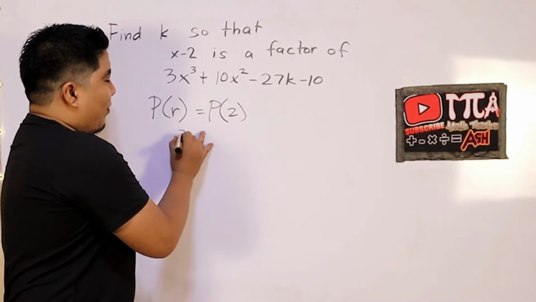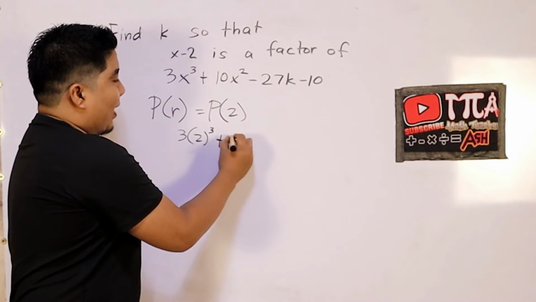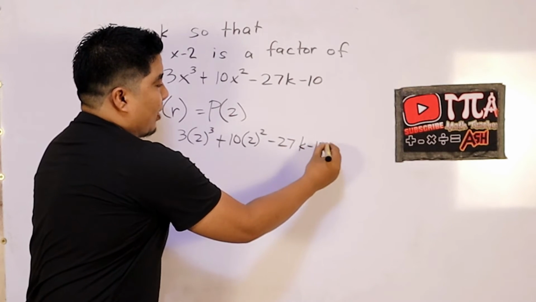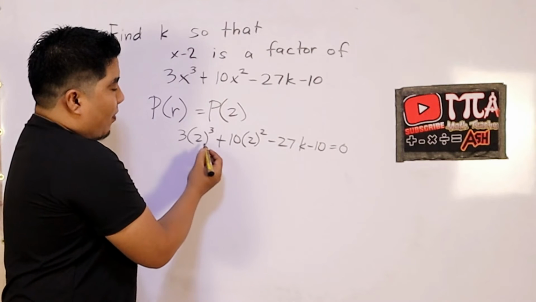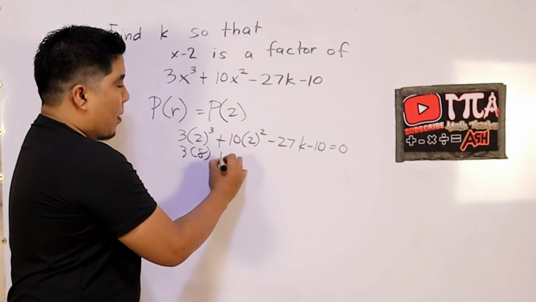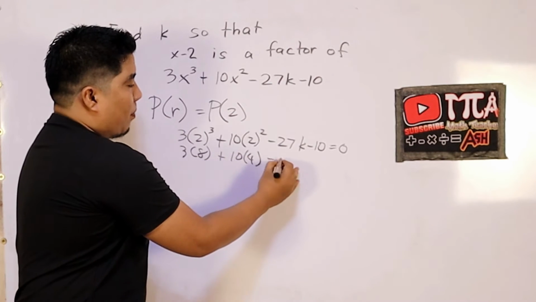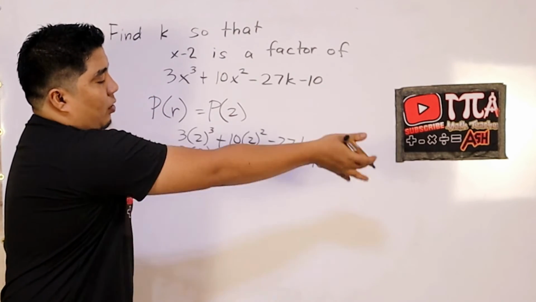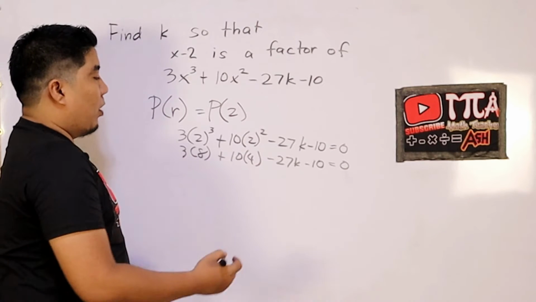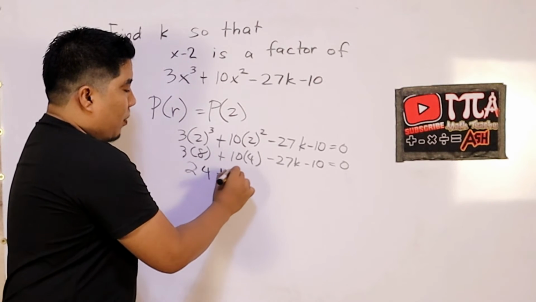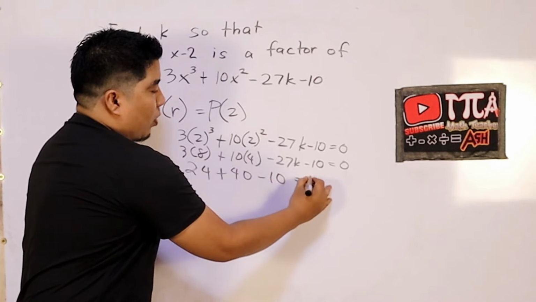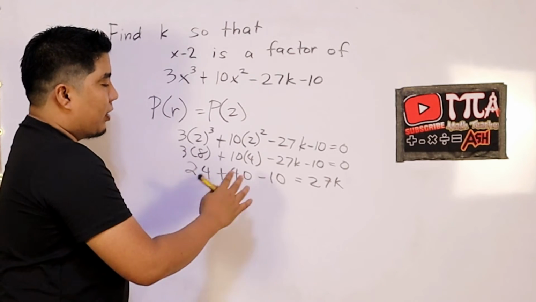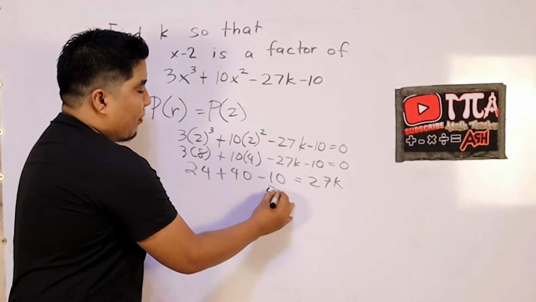So how do we do this? So we have 3 times 2 cubed plus 10 times 2 squared minus 27k minus 10 is equal to 0. Okay, then we have 2 cubed is 8, so 3 times 8 plus 10 times 4 minus 27k minus 10. So we can transpose our negative 27k to the other side because that is the only term with a variable. Okay, so we have here 24 plus 40 minus 10 is equal to 27k. Alright, so 24 plus 40, that is 64. 64 minus 10, that is 54.